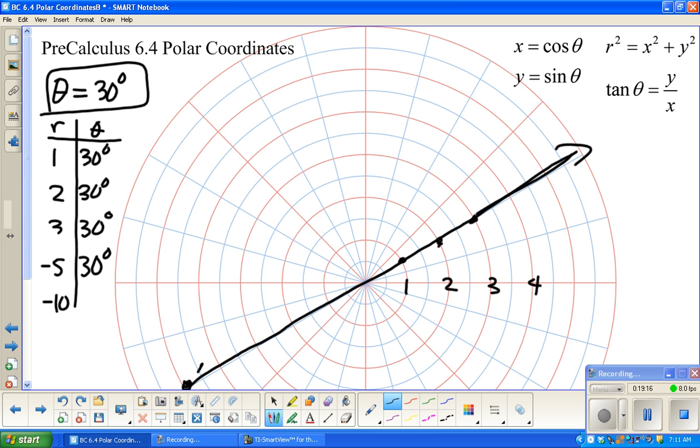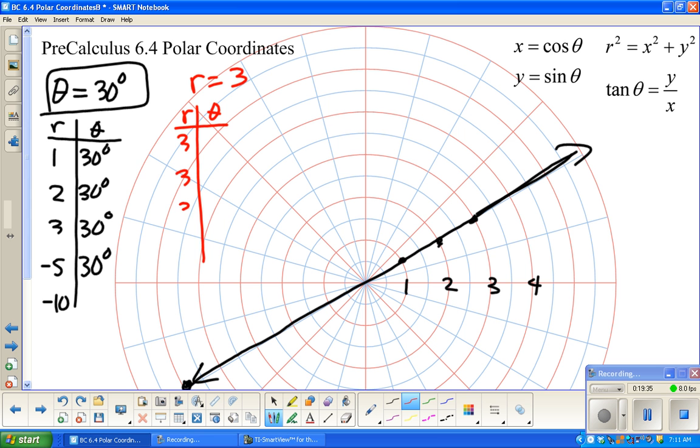Isn't that bizarre? So things are different because it's a different kind of numbering system. Okay, if I had the equation r equals 3, let's do a table of values.